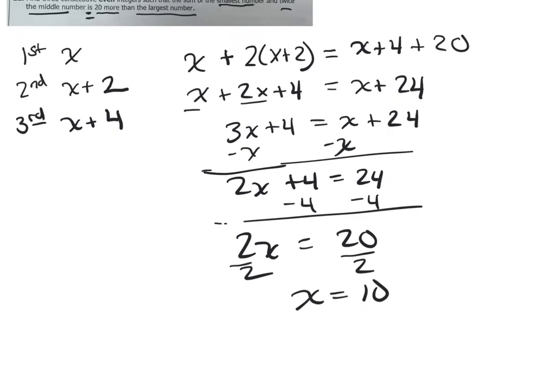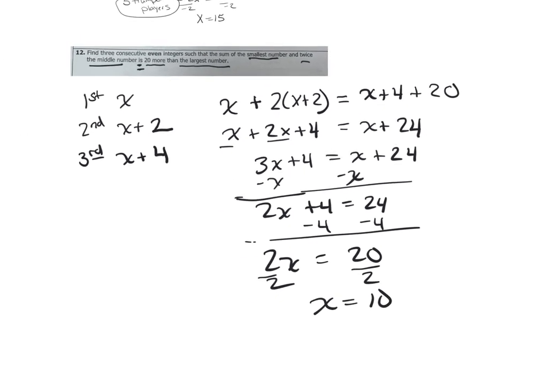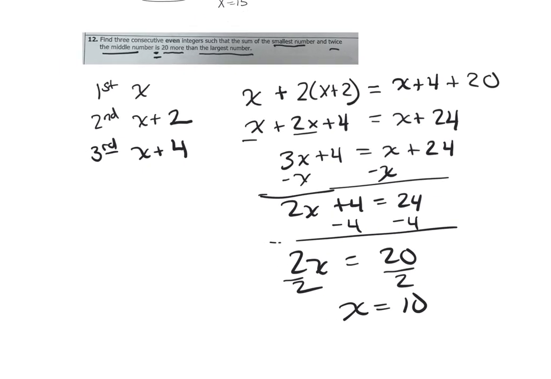And then you have to put it in your list because we had consecutive even. Are we good? Is that even? So it'd be 10, right? What would be the next number? 12 and 14.